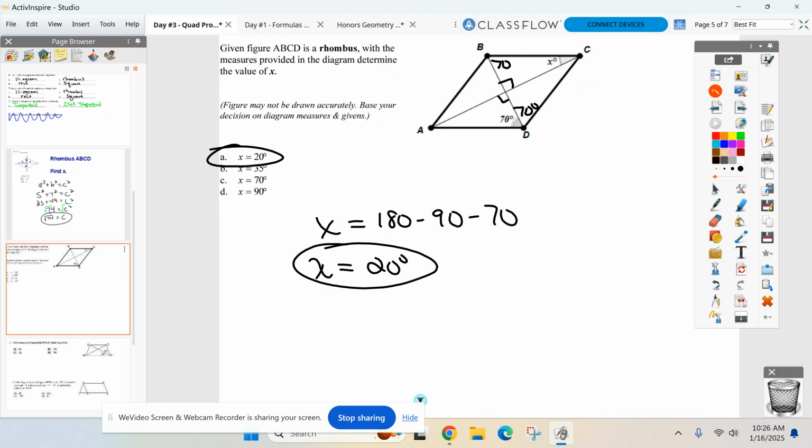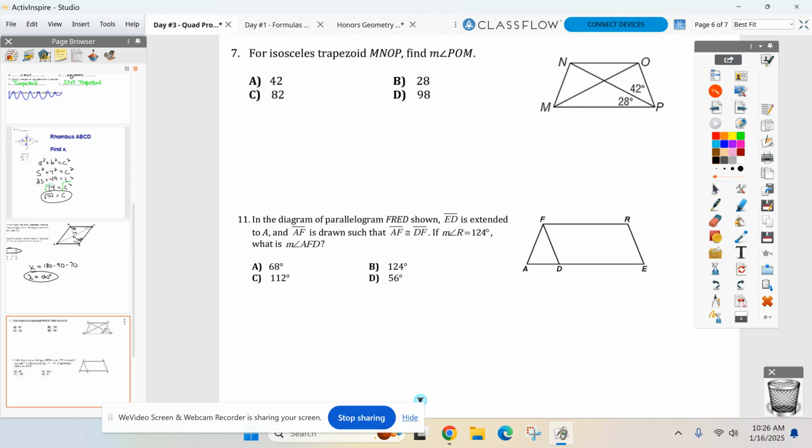We good? Ask if you got anything. All right, let's go to an isosceles trapezoid. Find angle POM. And I'll let you know, the problem should have told you, but NO and MP are the bases that are parallel to each other. Find POM. Again, another part 2 level question right there.